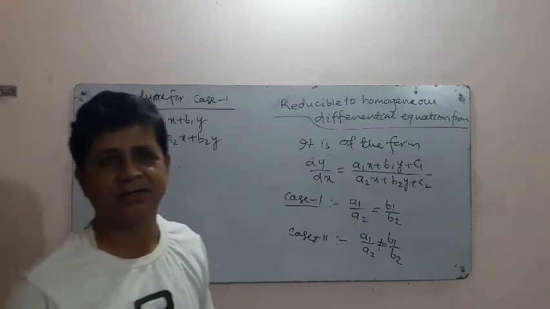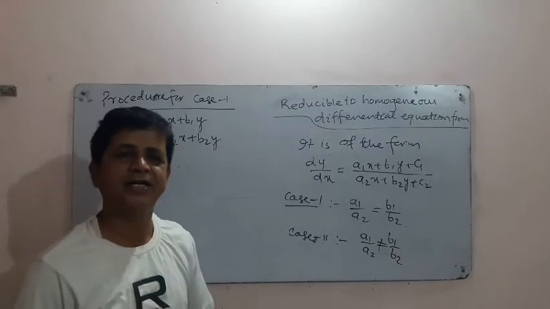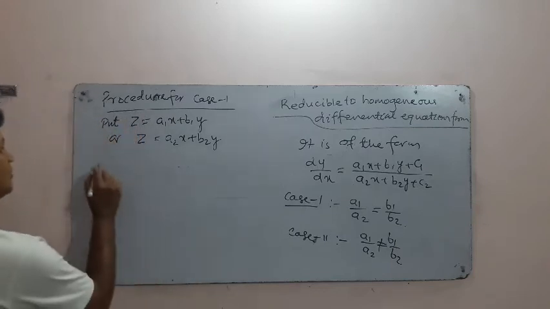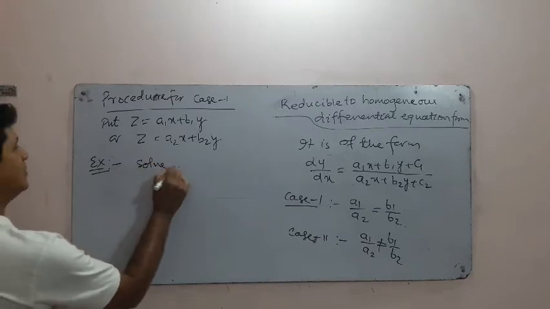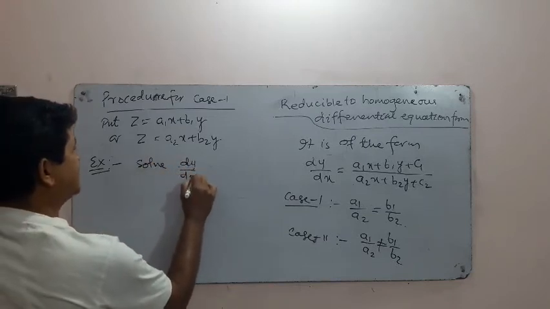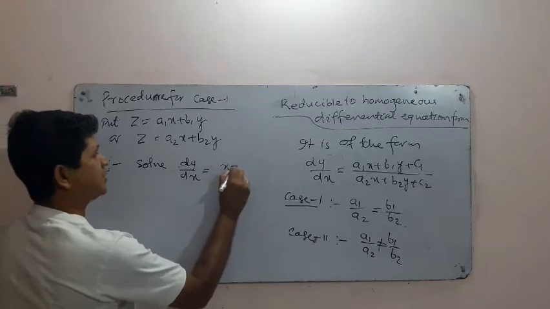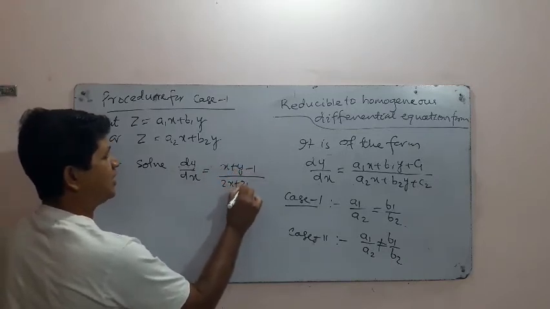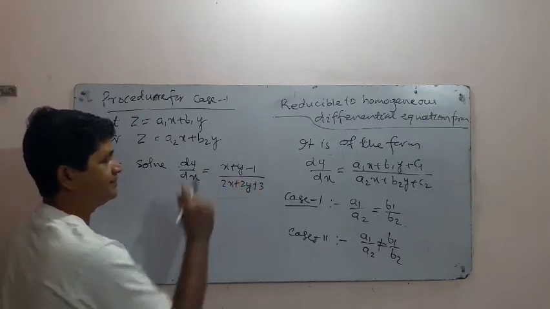Then we separate the z and x from each other and integrate to find the solution, right? So this is the case 1 procedure. Come to one example for case 1. Solve dy by dx equal to x plus y minus 1 by 2x plus 2y plus 3.